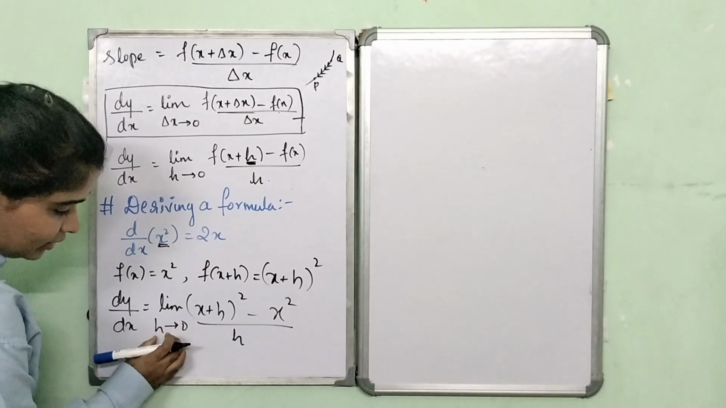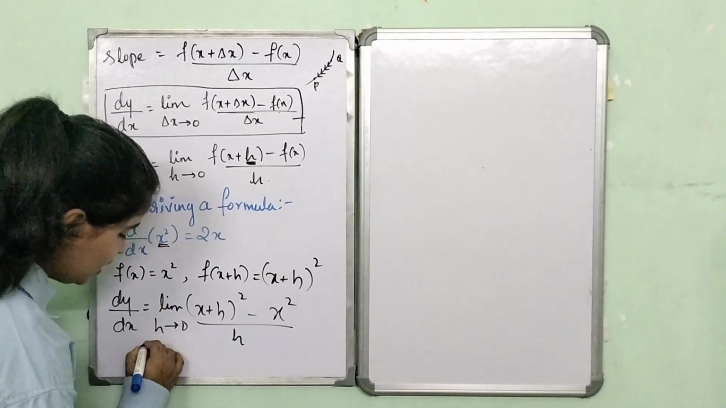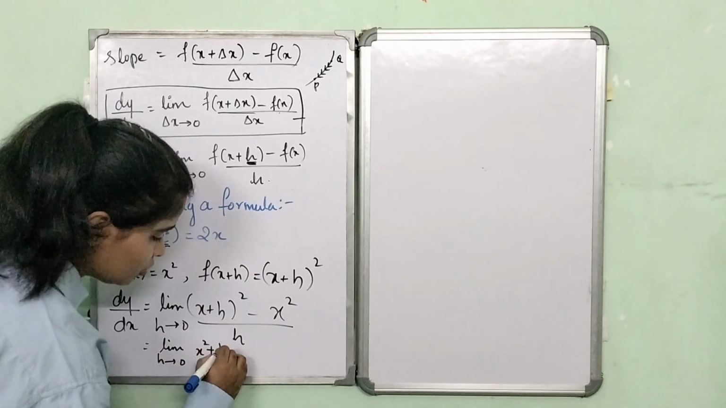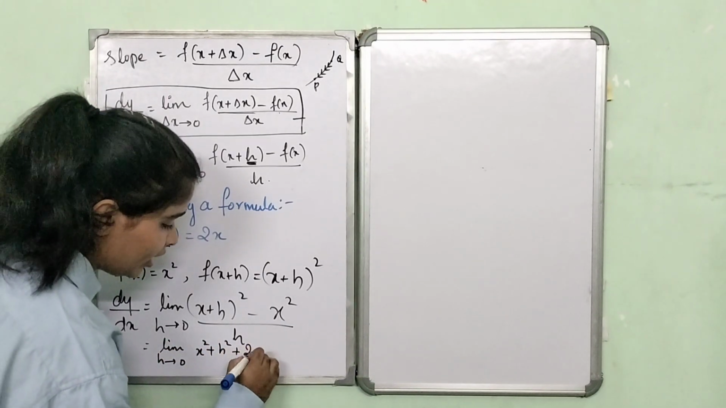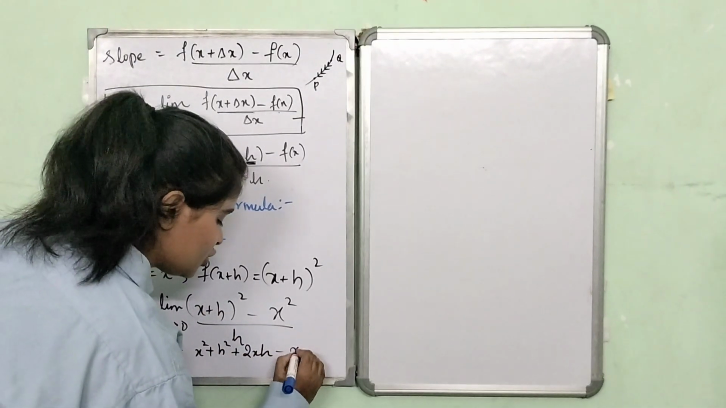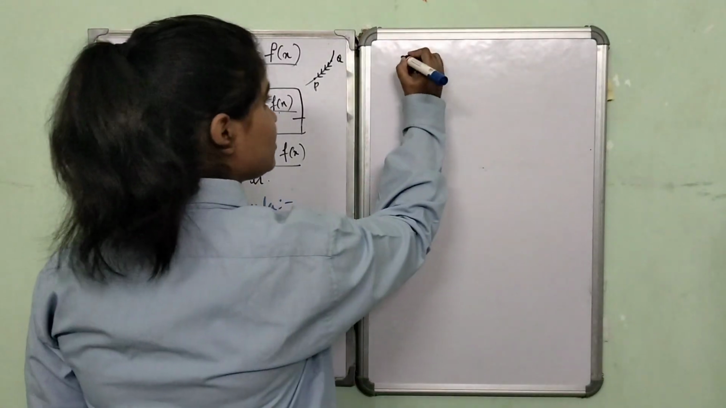Now, before applying this limit h tends to 0, we need to simplify this as much as possible. Therefore, we will be simplifying this to the best of our extent. So, this will be a square plus b square plus 2ab, which is x square plus h square plus 2xh minus x square, divided by h. Here x square and x square get cancelled.